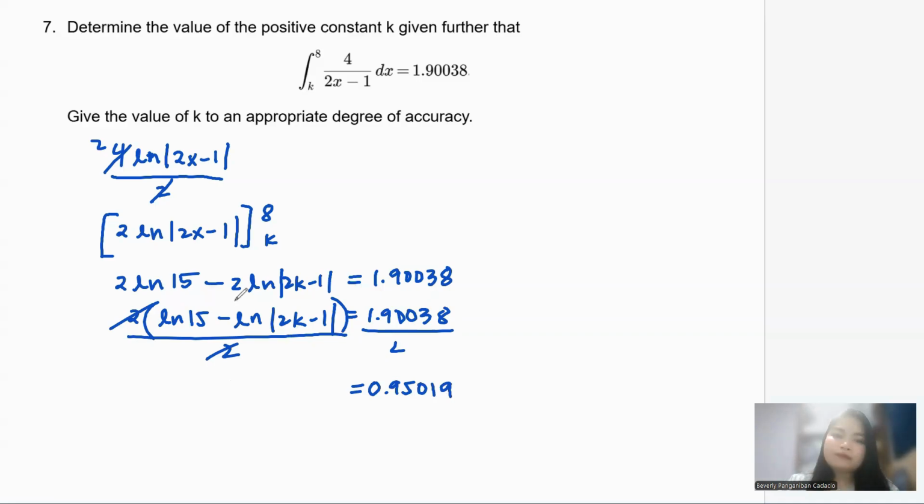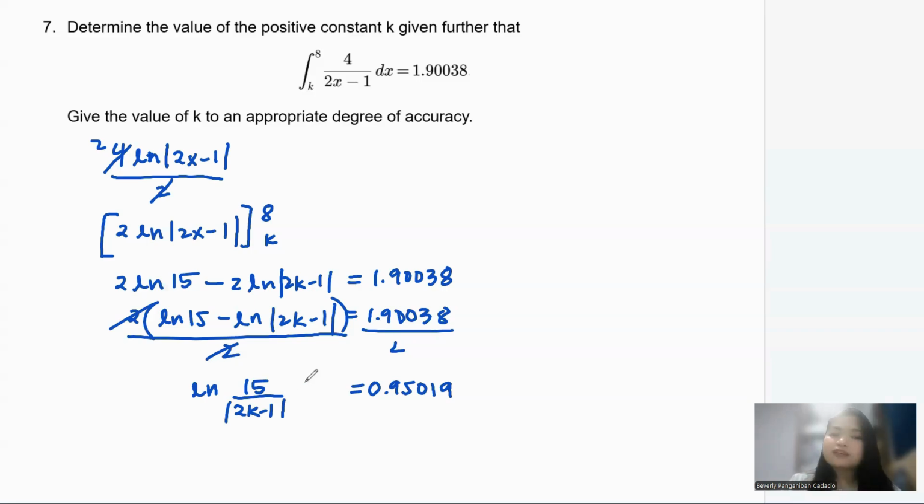Now this one, you're just going to focus on this one. You know that there's a minus in the middle, then I can just combine them. It will become ln of 15 over 2k minus 1. And then again, it's still an absolute value. So what can you do?